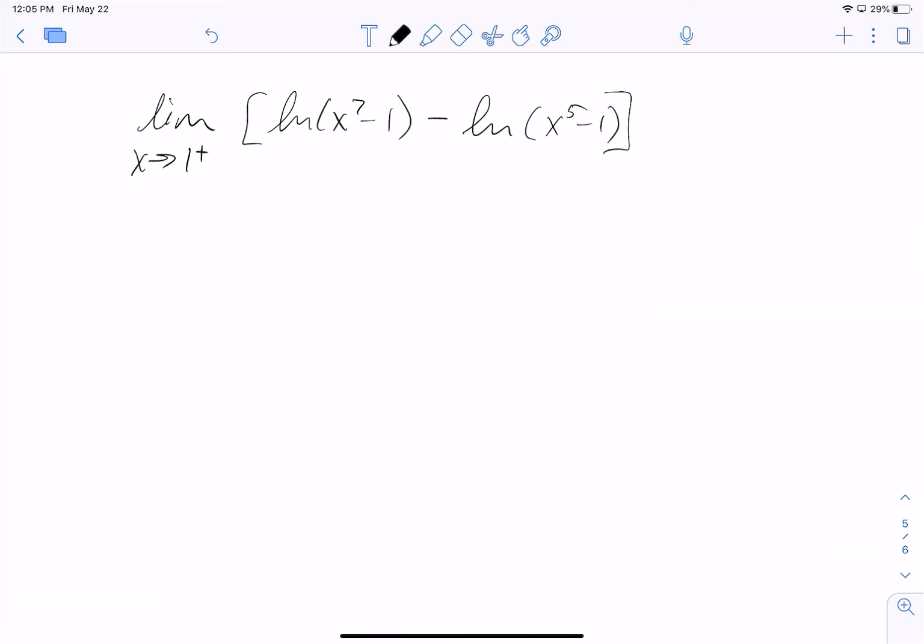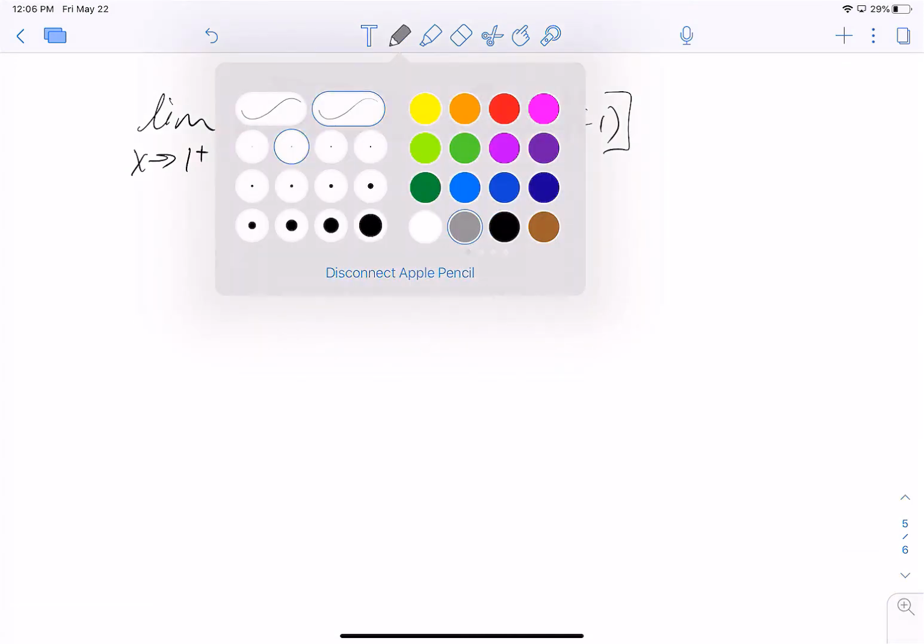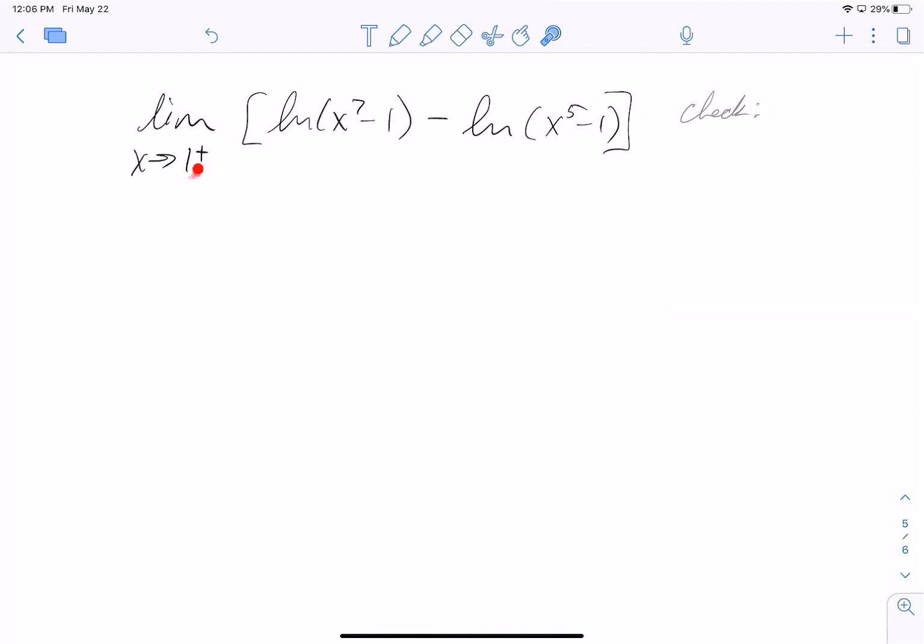Next, we have here the limit as x approaches 1 from the positive side of the natural log of the quantity x to the 7th minus 1 minus the natural log of the quantity x to the 5th minus 1. Performing our check, putting 1 in place of x, we're going to end up with negative infinity minus negative infinity, or negative infinity plus infinity. This is an indeterminate form. One way to look at it is, if I have infinity minus infinity, I don't know which infinity is bigger, and so I don't know which one will win.